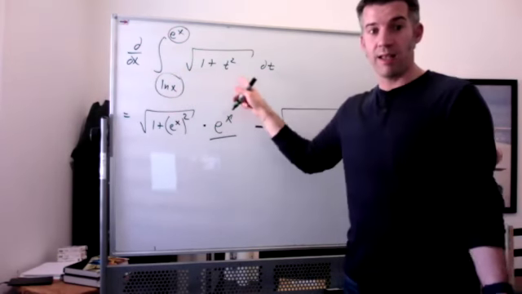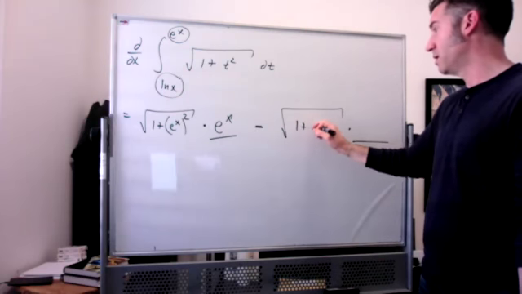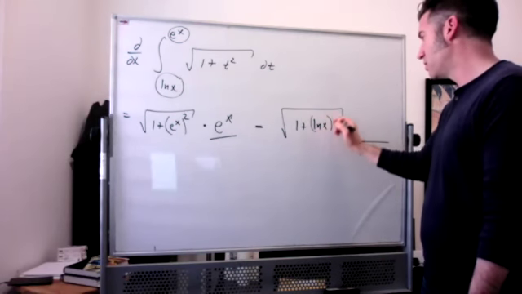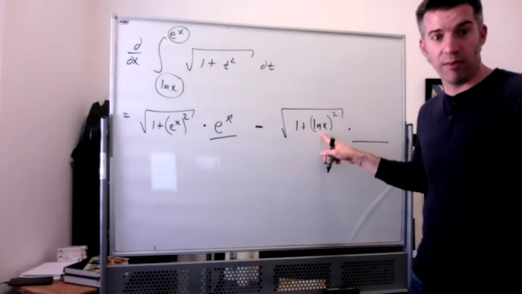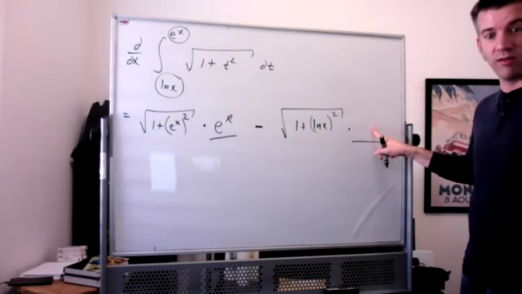And then same kind of idea for this one. I'm going to plug that in. I'm going to get the square root of 1 plus the natural log of x squared. And then what am I going to multiply by? Well, what's the derivative? Exactly.